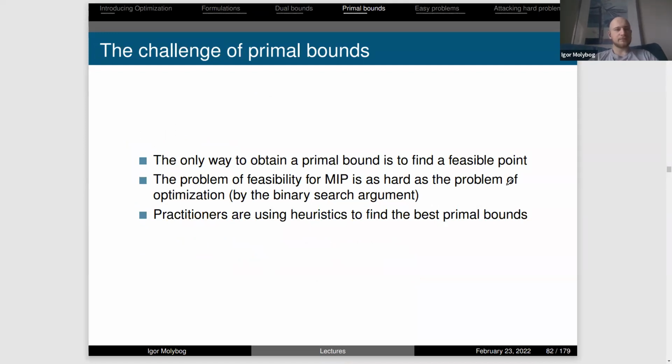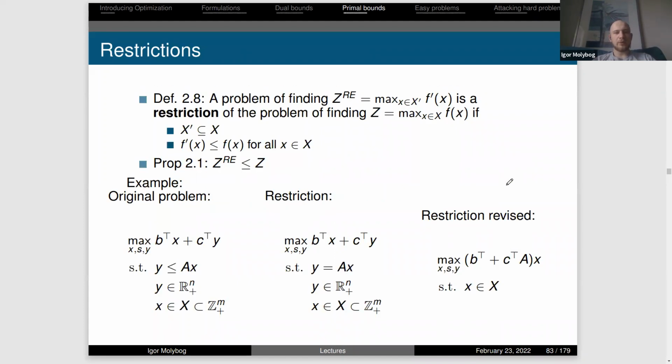Okay, so let's switch to the heuristics. The challenge of the primal bounds is that basically the only way to show primal bounds is to provide a feasible solution. Essentially, if you found a feasible solution, you have found a primal bound. But the better the feasible solution that you have found, the better the primal bound is.